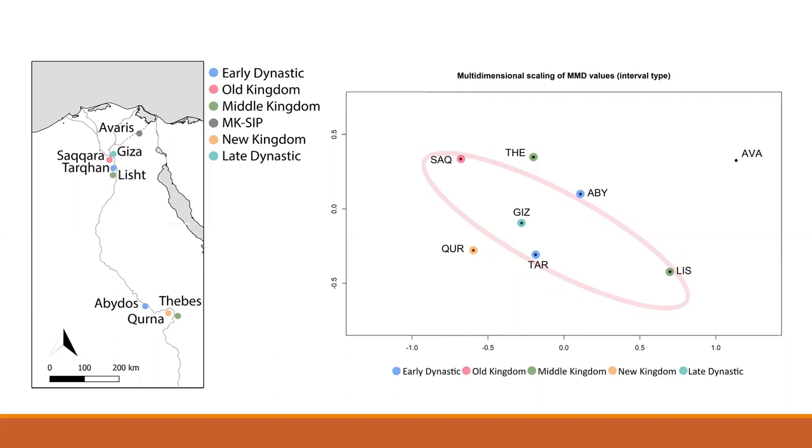Here, in this graph on the right, you can see that Avaris does not cluster with any of the other Egyptian sites. And on average, it was 7 standard deviations away from the Egyptian sites. And if you remember the isotopes, 2 standard deviations was already indicating significant statistical difference. So the sample that we have from Avaris is much different from the Egyptian samples.